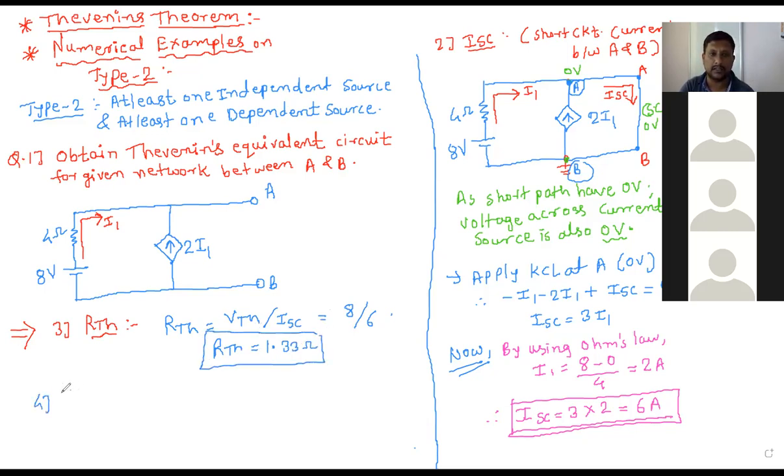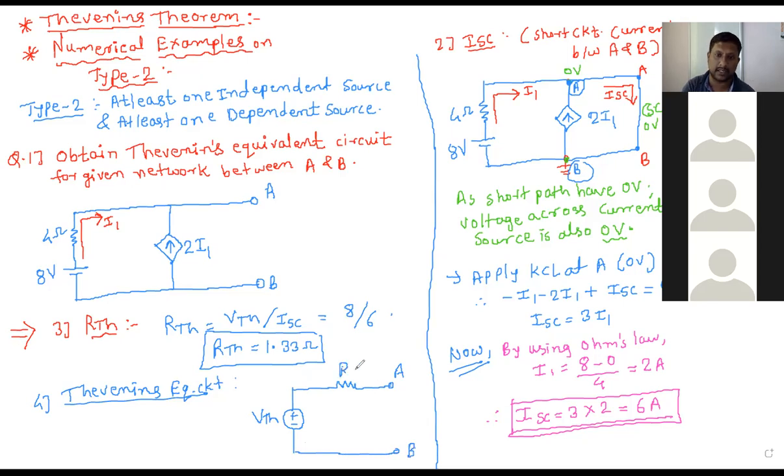Now next, fourth one, Thevenin's equivalent circuit you have to draw. So I will draw the Thevenin's equivalent circuit. Plus minus VTH is in series with RTH. There is no load resistor, so you have to keep open A and B terminal. So this is RTH. You have to mark the value. RTH is equal to 1.33 ohm and VTH is equal to 8 volt. So this is Thevenin's equivalent circuit here.